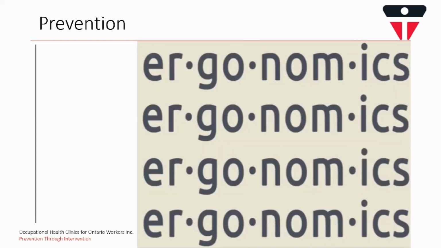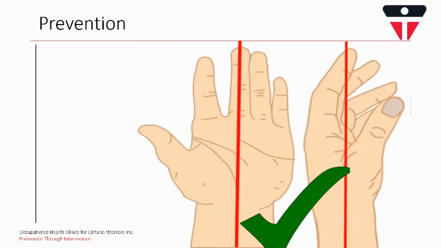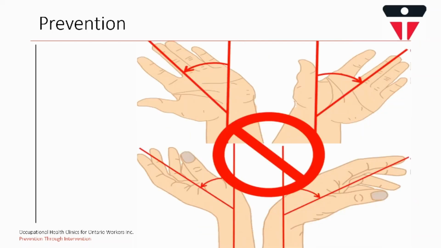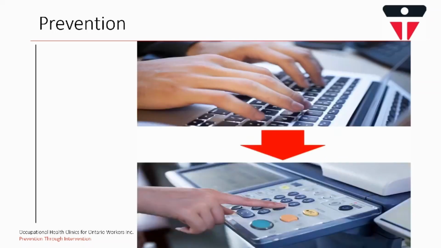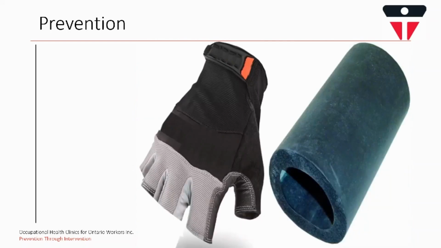Maintain a neutral posture of the wrist by avoiding flexing or extending with radial or ulnar deviations. Avoid pinch gripping. Alternate from high-intensity hand tasks to tasks that are less intensive. Try and reduce exposure to vibration through isolation and using anti-vibration gloves or anti-vibration sleeves that go over the handles of the tool.